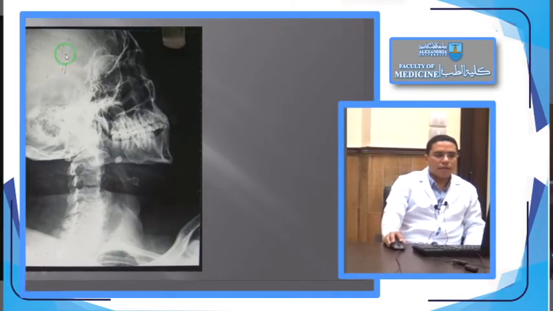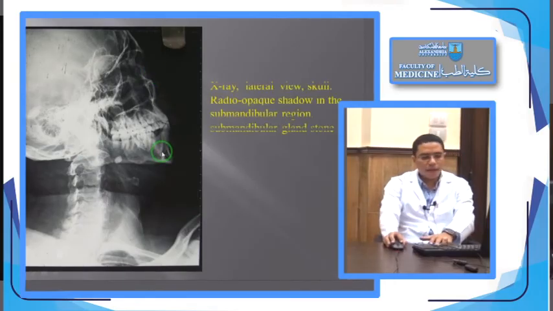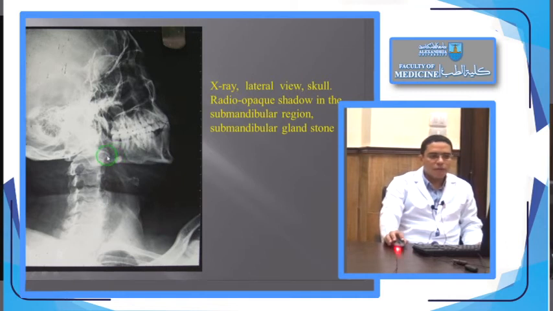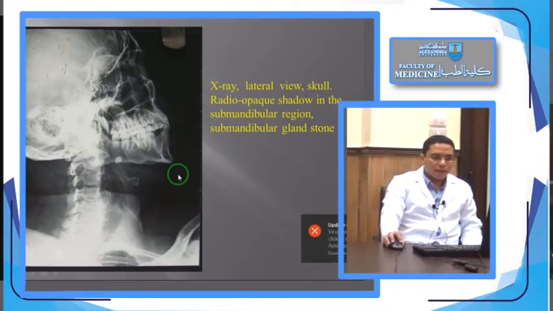This is an X-ray, head, neck. What is the view? This is a lateral view, and it is very clear here from this X-ray that there is a radio-opaque shadow here in the submandibular region. Most probably this is a submandibular gland stone, because the submandibular gland is known as a gland of stone, and the incidence of the stones is 30 times more than the parotid gland.